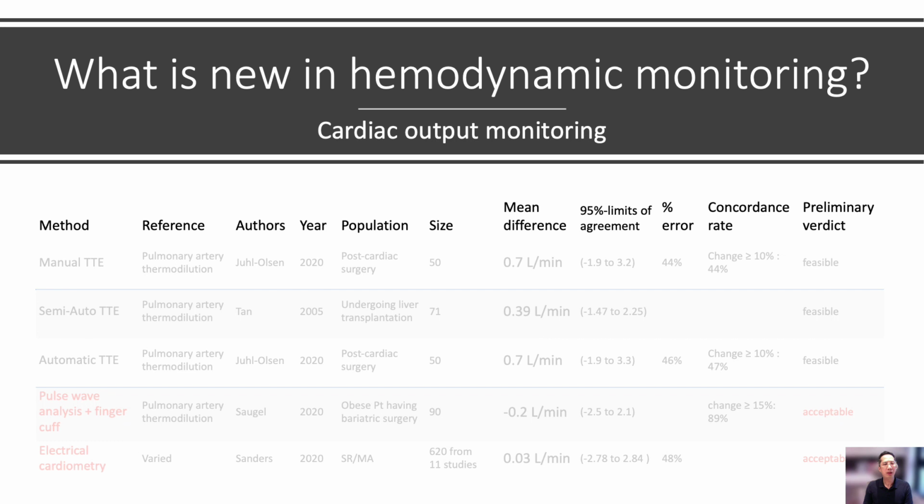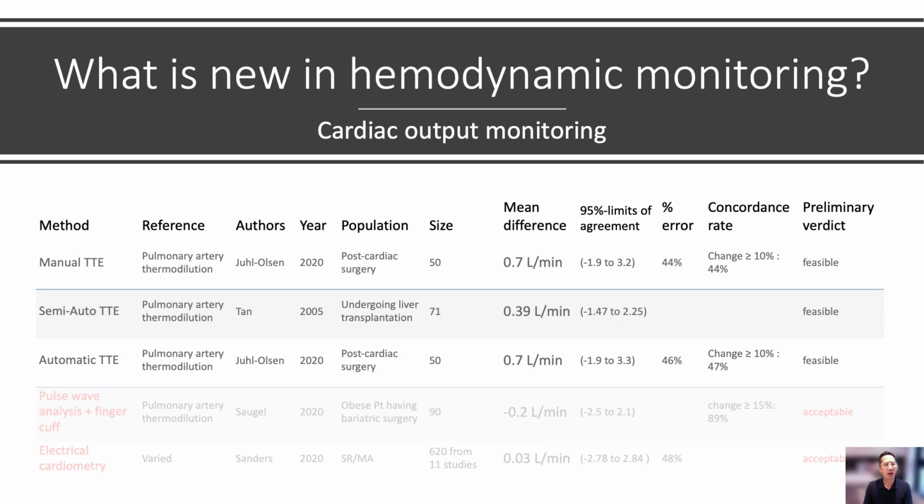Then let's take a look at cardiac output monitoring. The first one is the transthoracic ultrasound, and the gold standard is the pulmonary arterial thermodilution. So only one study is an old study, published in 2005. In that study, it actually found the best mean difference between the methods. This is actually a semi-automatic method.